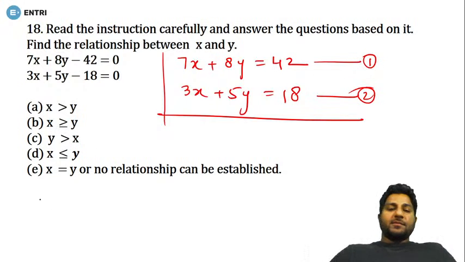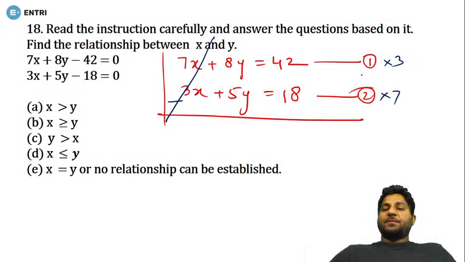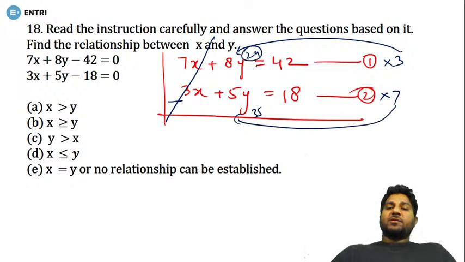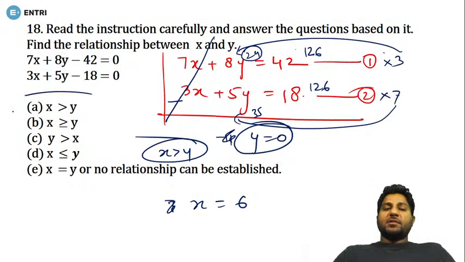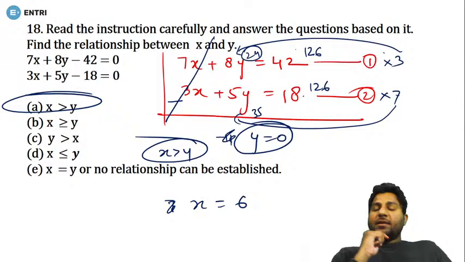What you can do is multiply with 3 in the first equation, multiply with 7 in the second equation. After multiplying this, you will eliminate the x coefficient. Look at this. 8 3s are 24 and 5 7s are 35. So the difference will arrive as 11, and it will become 126. So it is an interesting one. That means the value of y will come as 0. When you put it here, the value of x will come as 6. Clearly x is greater than y, so it will be option A.